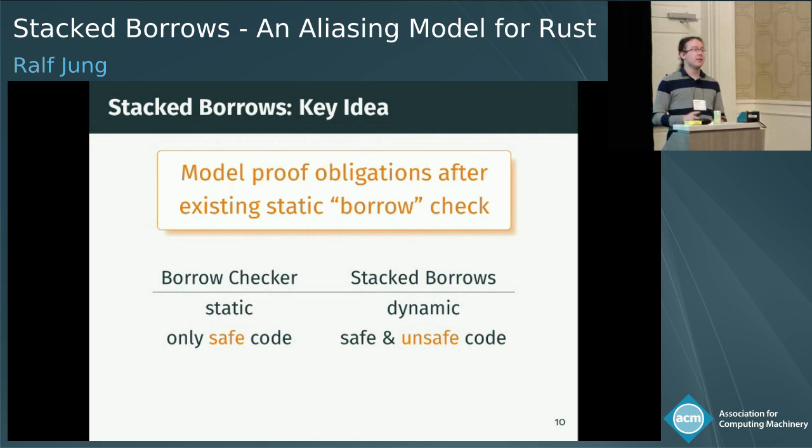With Stacked Borrows, we take that static check and turn it into something dynamic, something like proof obligations on the actual runtime program values. And because it's dynamic, we have the extra information that we need to make those checks also apply and work with unsafe code. So to explain what the checks are, I first have to talk a bit about what the borrow checker is actually doing statically.